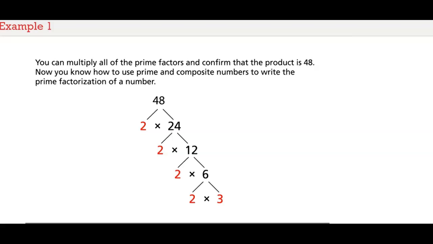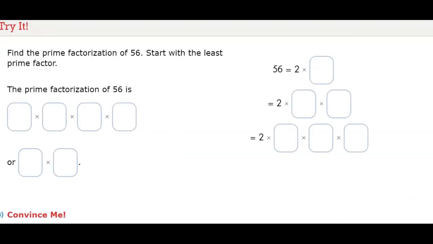Now you know how to use prime and composite numbers to write the prime factorization of a number. Find the prime factorization of 56. Start with the least prime factor. All right, so let's do the prime factorization of 56. Let's start with the one on the right here. 2 times what is equal to 56? That's what they're starting us with.